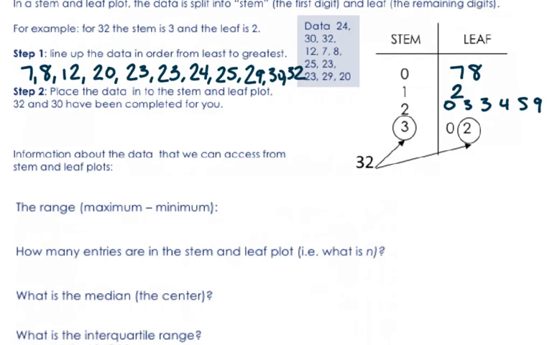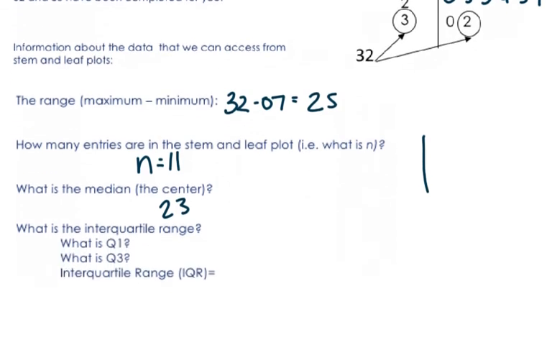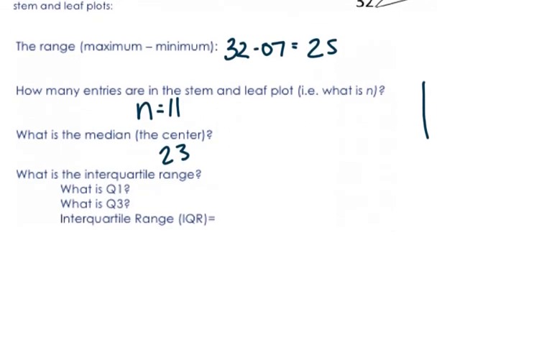So the range, if I do the maximum, which is 32, minus the minimum, I get 25. How many entries are in the stem and leaf plot? So you just answer that. Usually you're going to use n, because n represents sample size. What's the median? It's 23. The interquartile range. Oh, trying to move the paper up, sorry. So if you look at Q1, it's actually 12. Q3 is 29. So if I do 29 minus 12, I get 17.